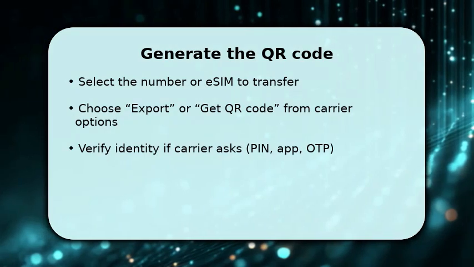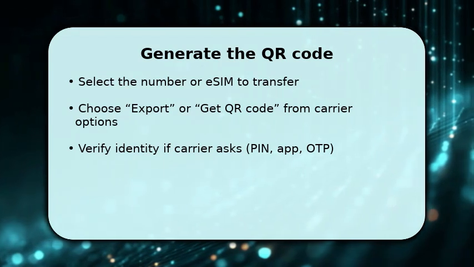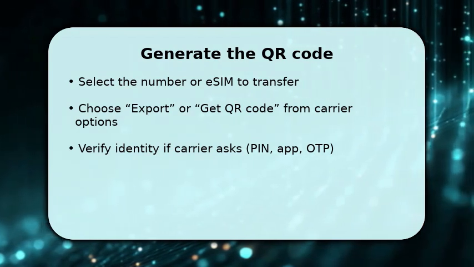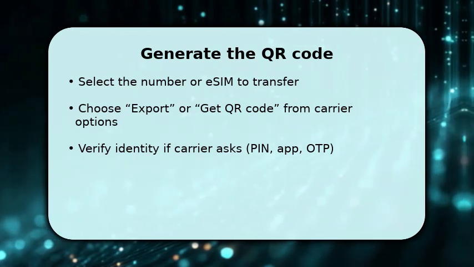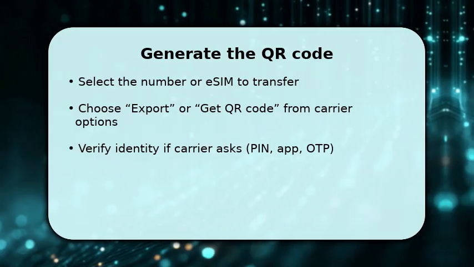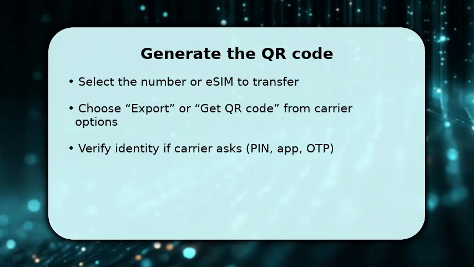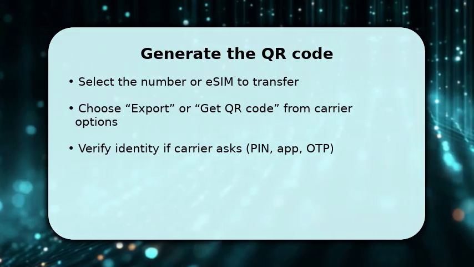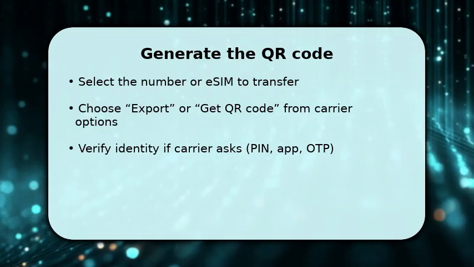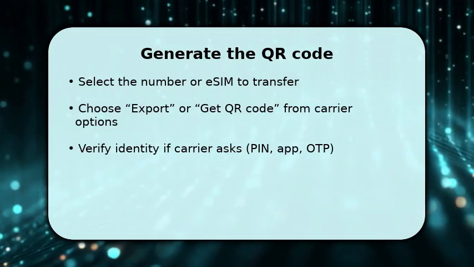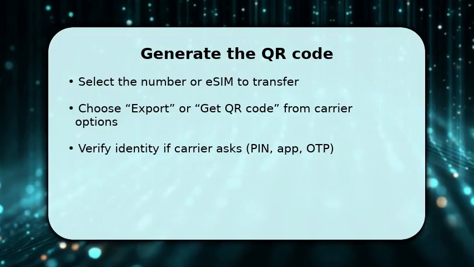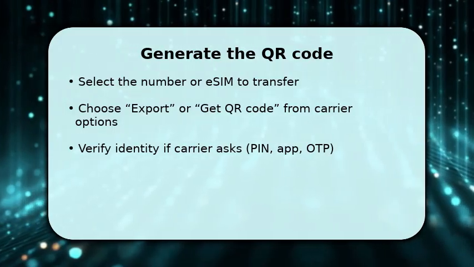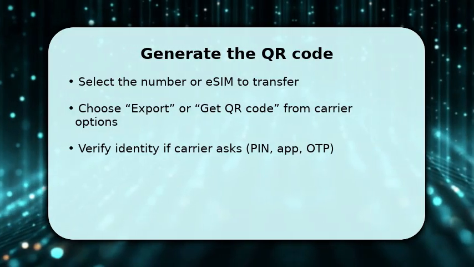Now you follow the carrier prompts to export the number as a QR code. Tap the specific plan you want to move, then pick Export or Get QR Code. Carriers vary, but the flow is the same. You might be asked to verify identity. Use the carrier app, enter a PIN, or type an OTP sent to your email or current phone. Once verified, the device displays a QR image. Leave it visible and do not close settings until the receiving phone scans it.